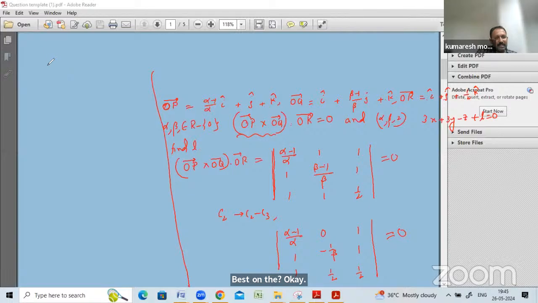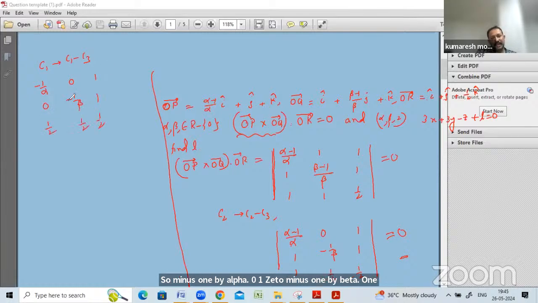Now we'll use C1 replaced by C1 minus C3. If you replace C1 by C1 minus C3 in this determinant, we'll get alpha by alpha, which is 1, and 1 will get cancelled. So minus 1 by alpha, 0, 1, 0, minus 1 by beta, 1, half, half, and half. This value of the determinant must be equal to 0.